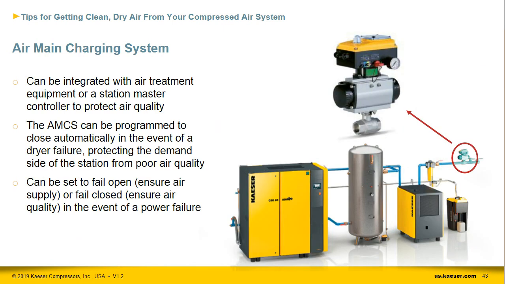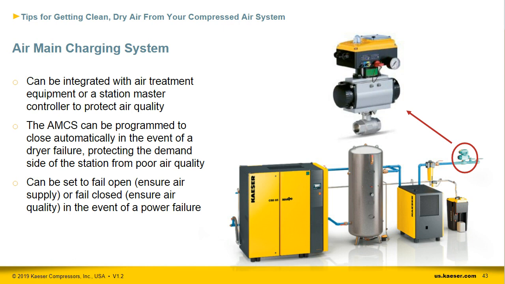Another key benefit of an air main charging system is the common ability to connect to an alarm signal available on many air treatment components, especially dryers or dew point monitors. The AMCS can be programmed to detect that the air treatment component has experienced a fault and close to protect untreated air from affecting production equipment downstream.